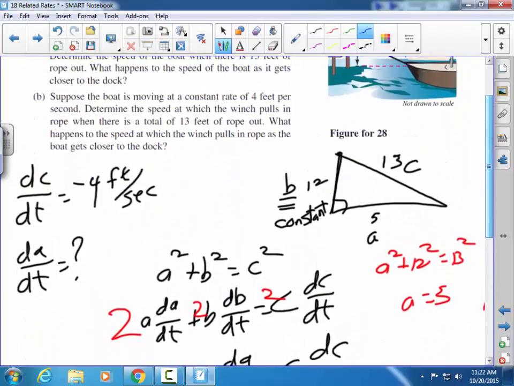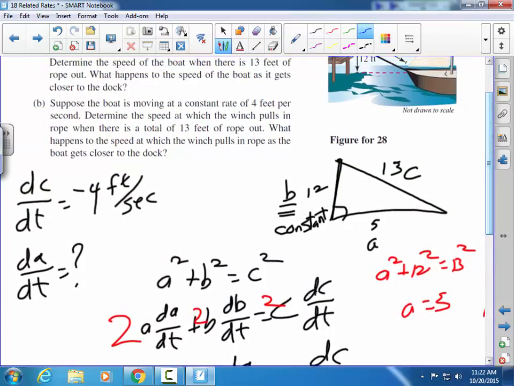All right. What about B part? Suppose the boat is moving at a constant rate of 4 feet per second. Determine the speed at which the winch pulls in the rope, and there is a total of 13 feet of rope out. What is B changing? What changes in B? Right. In B part, dA over dt, is it positive 4 or negative 4? It's negative 4. Okay?